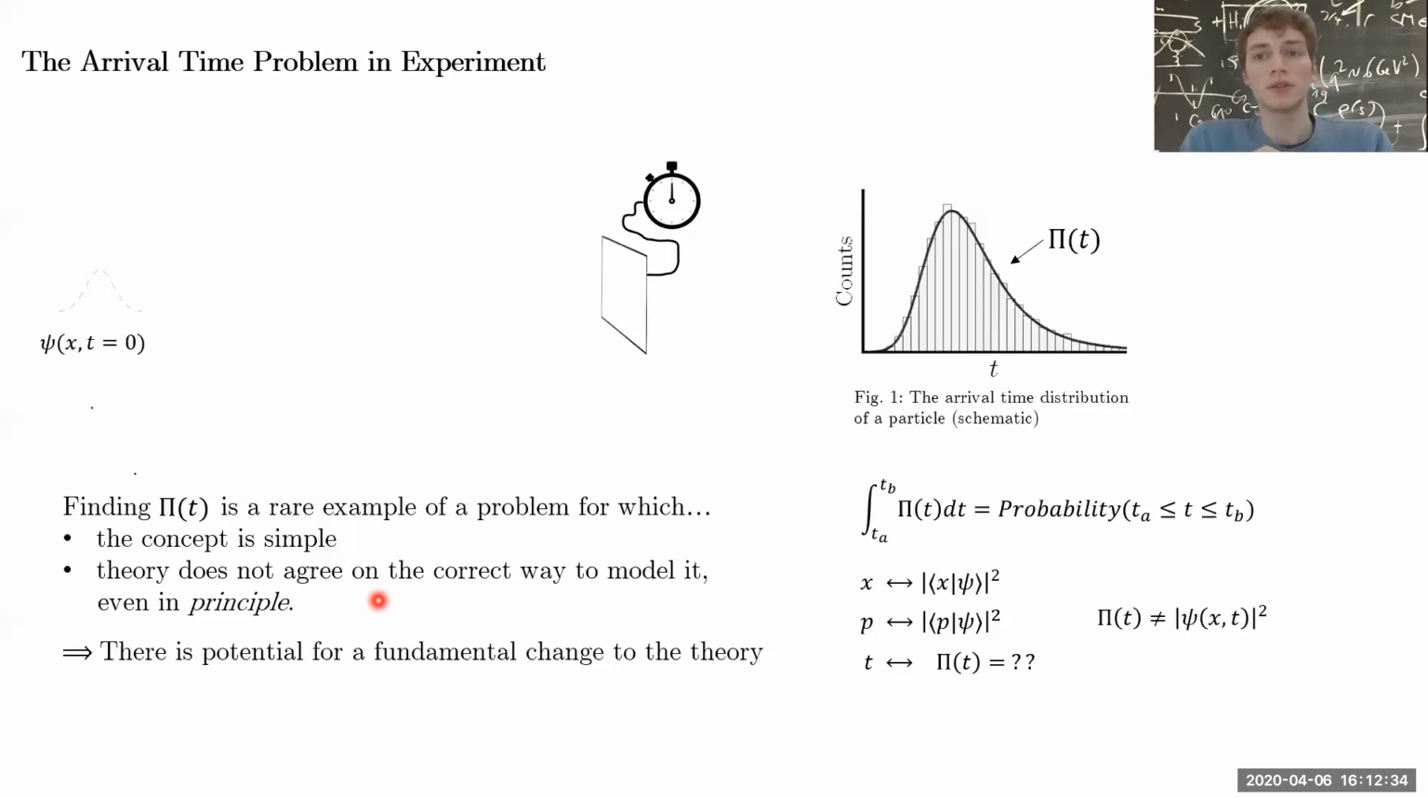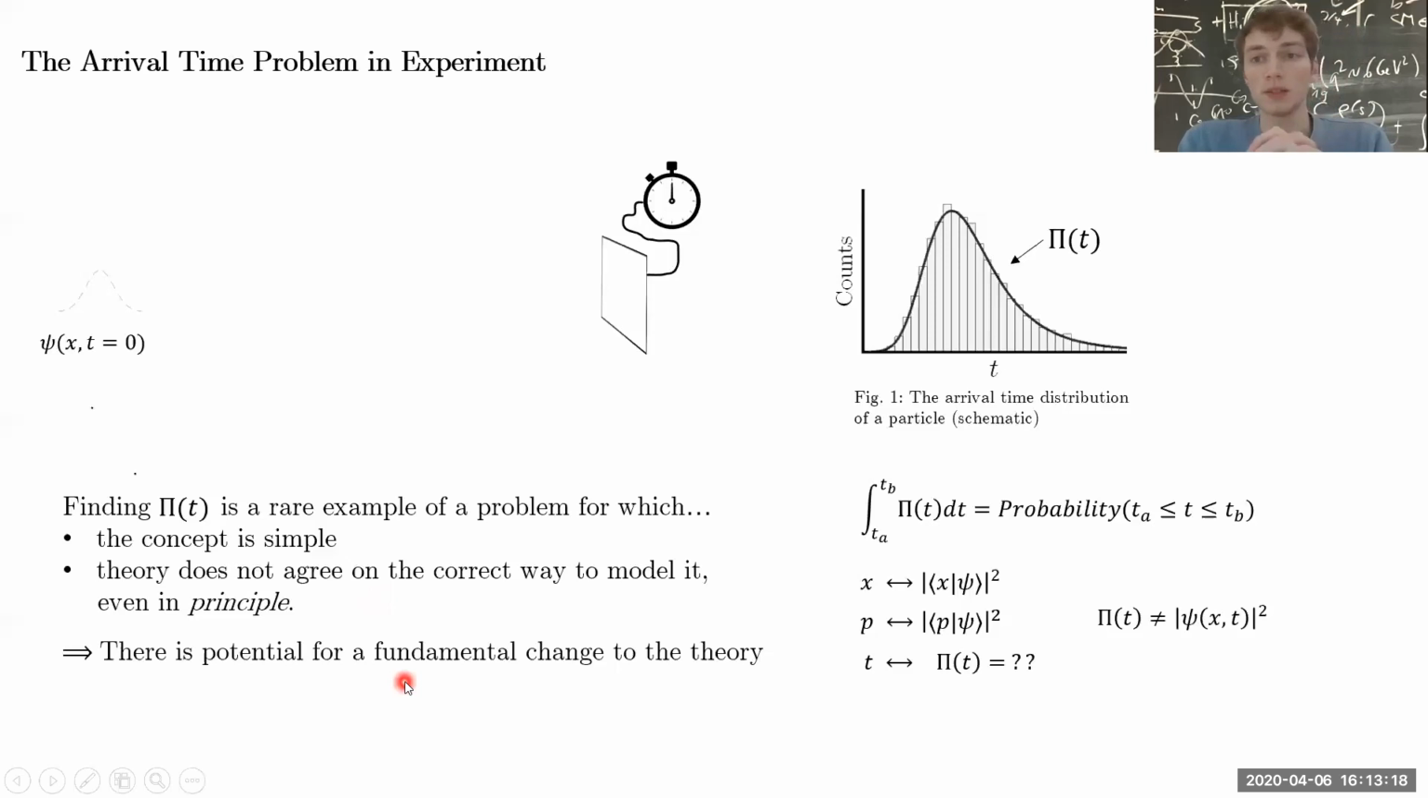I'd like to distinguish a problem which has no solution in principle from the more common theoretical problem in which one knows the equation which should solve the system, but the algorithm for coming to the solution is known, it's just too difficult to solve. That's a common situation in theory. This is a rare situation in theory in which, even in principle, there's no framework within quantum mechanics to calculate the arrival time distribution.